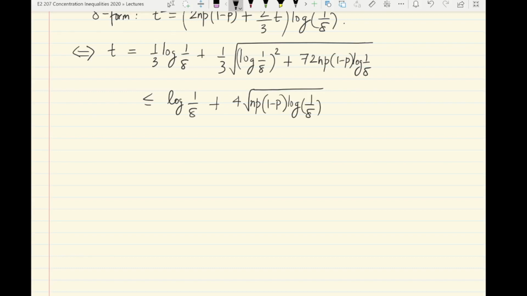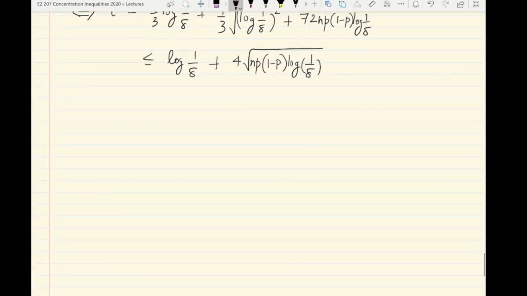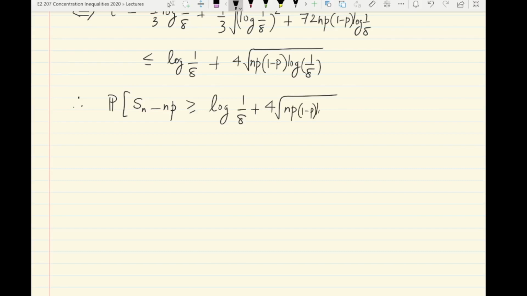This holds for delta upper bounded by some number delta naught, for instance. So for small enough delta, this certainly holds. And so finally, you will get that the probability that Sn minus np exceeds this number, which is log 1 by delta plus 4 square root of np(1 minus p) log 1 by delta, this event occurs with small probability.